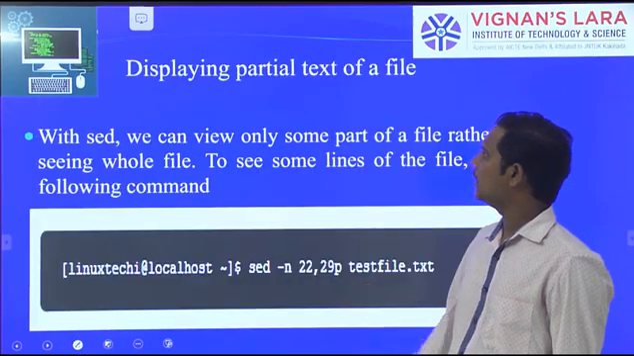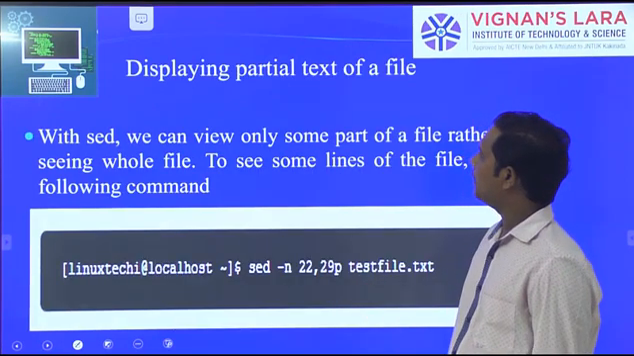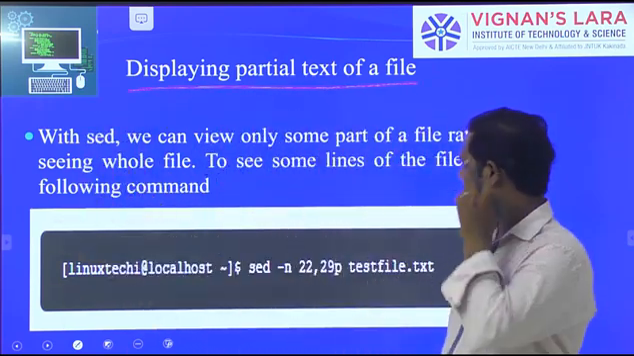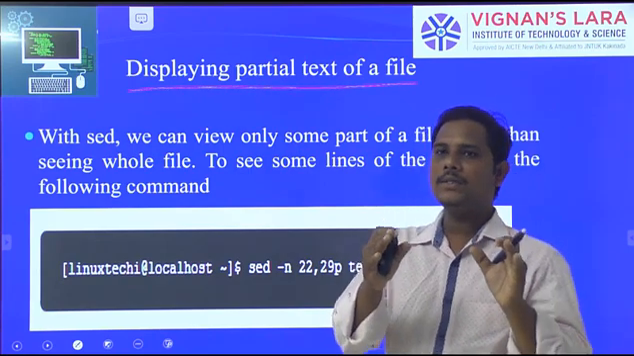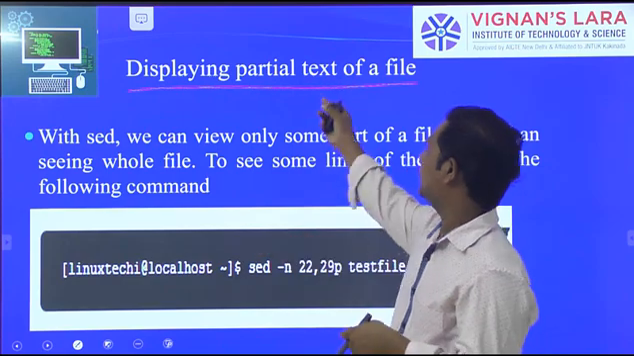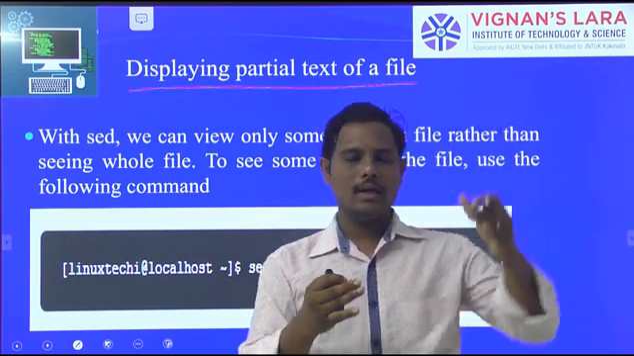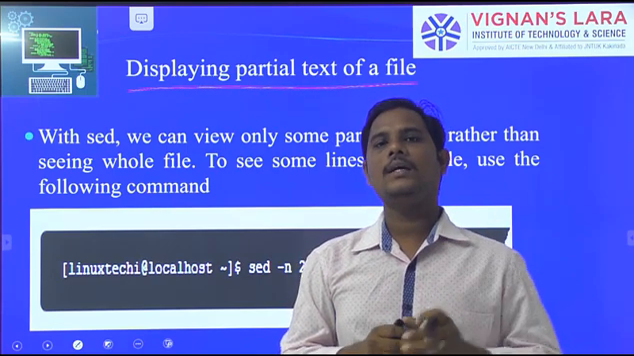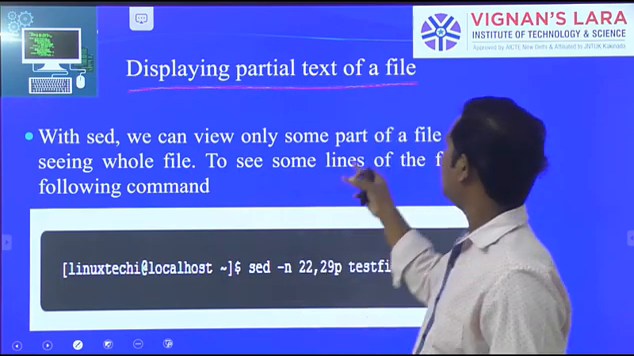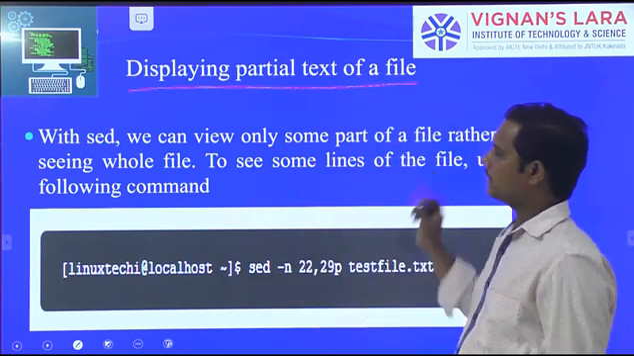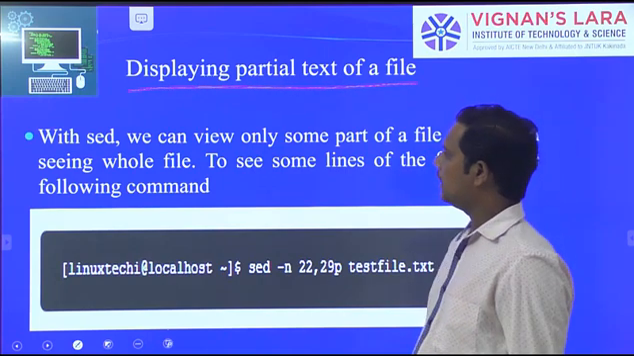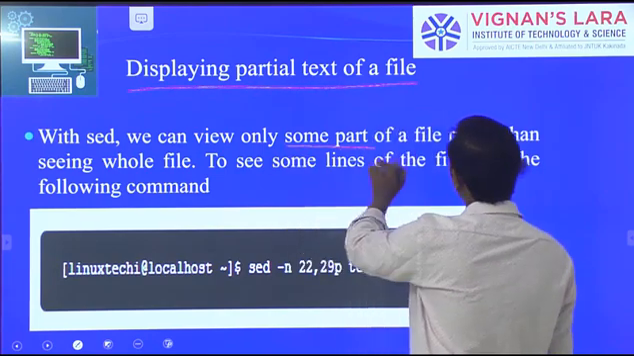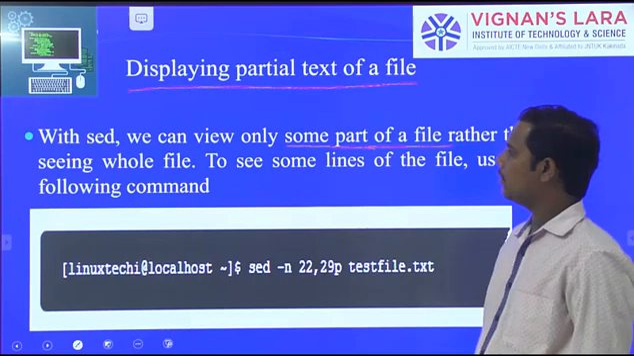First, you can see displaying the partial text of a file. Why is it partial text? Because we display only some information. The file contains a number of lines, and I display only particular lines. That's why it is the partial text of a file. Using sed, you can view only some part of a file, rather than seeing the whole file.